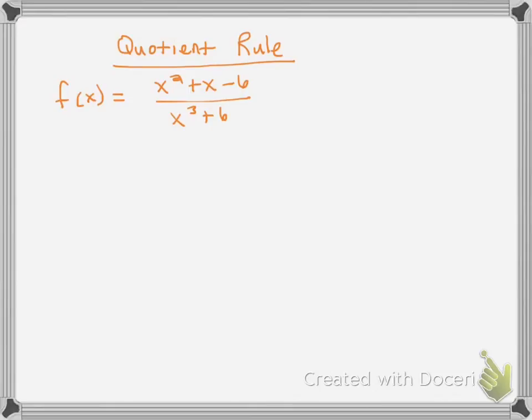All right, if I was just doing some multiplication on the bottom, then I can go ahead and divide each of my numerator terms by whatever my denominator is. But since it's x cubed plus 6, I have to use my quotient rule.